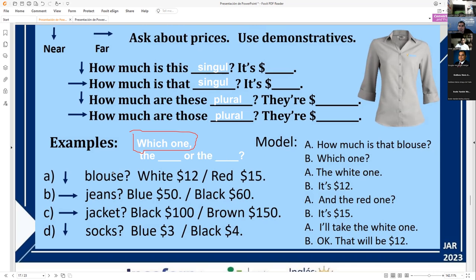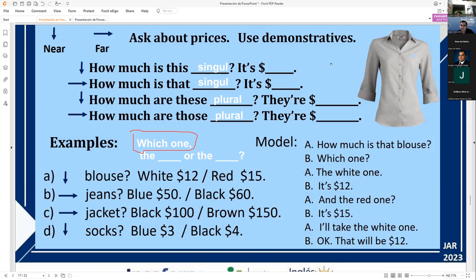Say, how much is that blouse? Which one? The white one or the red one? The white one is $12. And the red one is $15. And then you make the choice, okay. For the plural, you say ones. Which ones? Okay, you say jeans. How much are those?